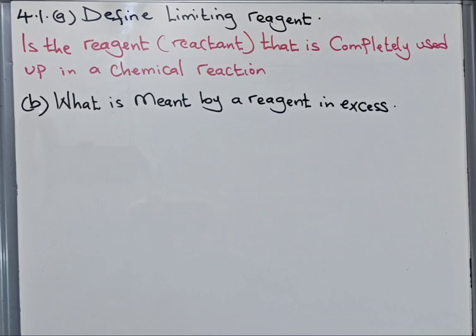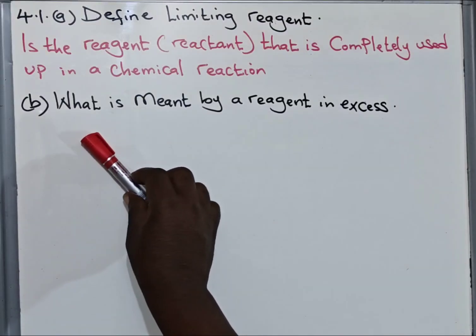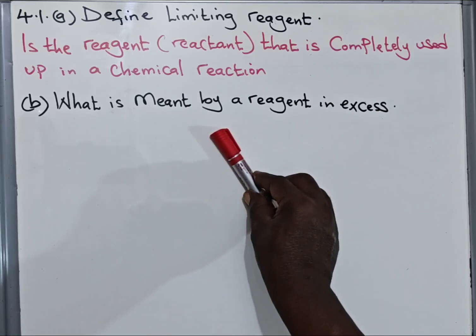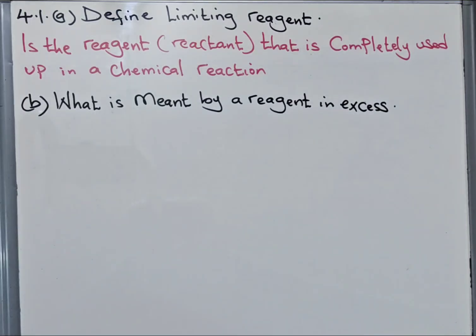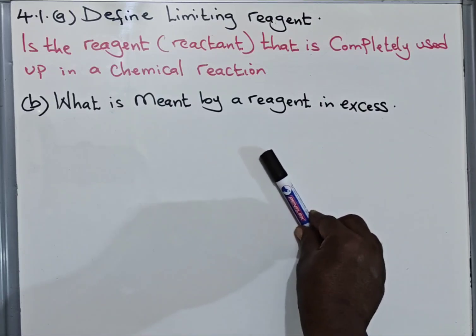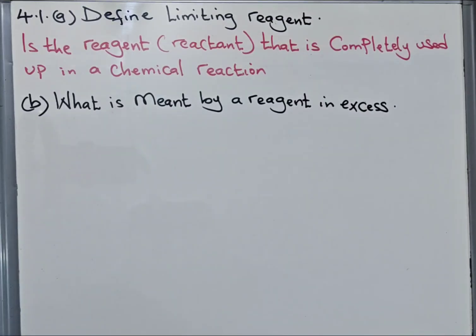Then we come to this one. It says, what is meant by a reagent in excess or excess reagent? What is it? Excess reagent is the reagent that is not completely used up during a chemical reaction. Yes, at the end of the reaction, it is still there. So it is not completely used up.